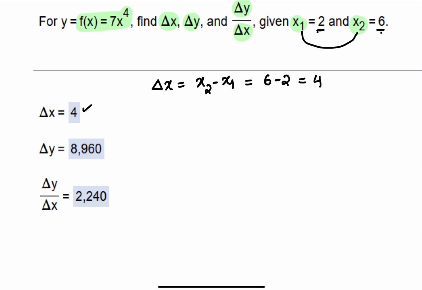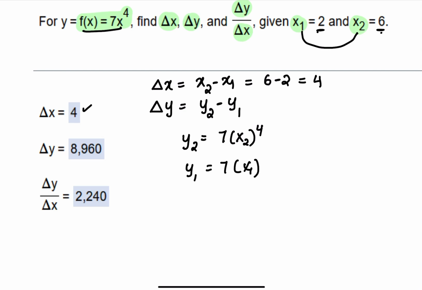Now, how do I find delta y or the triangle y? That's nothing but y2 minus y1. So when the change of x is x2 minus x1, the change of y is going to be y2 minus y1. Now, how do I get y2? Very simple. I do have the function f of x. So my y2 is going to be f of x2, which is 7 times 6 to the power 4, and my y1 is going to be f of x1, which is 7 times 2 to the power 4. Putting in the calculator, this is 9072, and this is 1112.